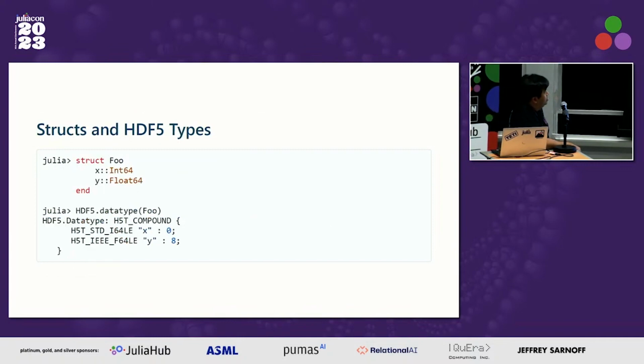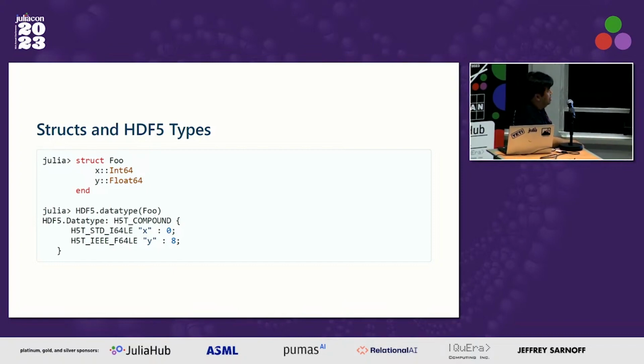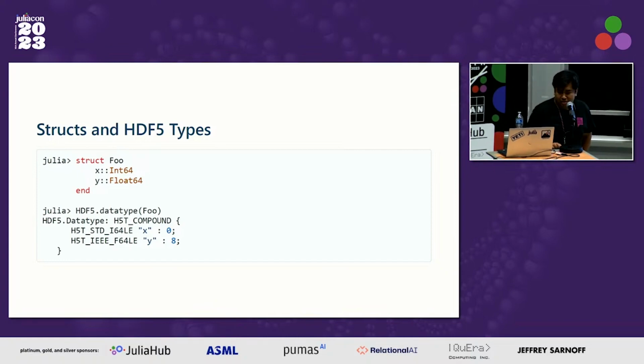So I mentioned the types, structs, and reflection. This is just showing off how that works. In this case, I've declared a Julia struct, and then I have asked HDF5.jl to turn that into a corresponding HDF5 data type. And you can see what it's done is now created a compound data type with little endian corresponding integers or floats at the specified offsets and names. The HDF5 type system is a little bit more specific in some cases. You can see it stores any in this. It also specifies whether we are using standard floats or some weird floats or IEEE floats.